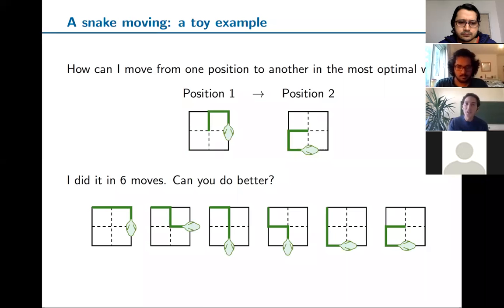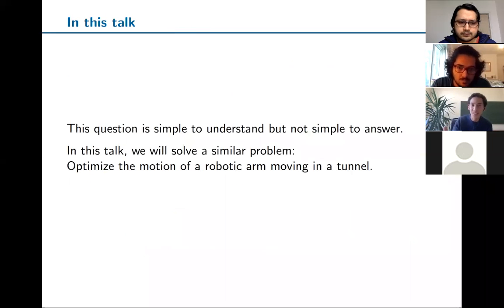And I want to ask you, can you do better? So I just want you to try for a couple of seconds. Did anyone do it in fewer steps? So in general, this is not a simple question. This is a simple question to understand, but it is not in general simple to answer. And in this talk, we will solve a similar problem, which is about the optimization of the motion of a robotic arm moving in a tunnel.